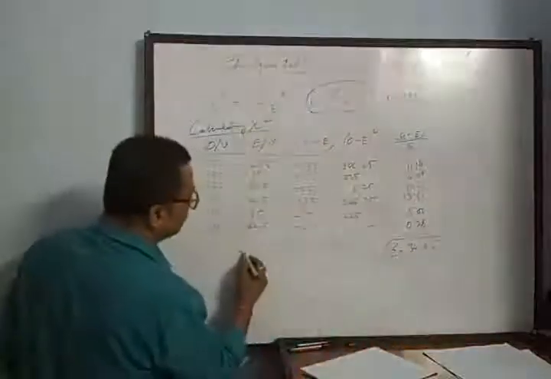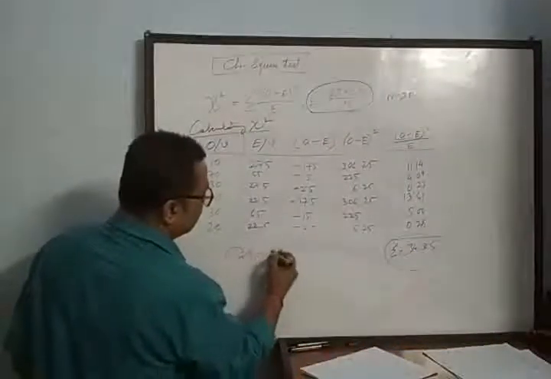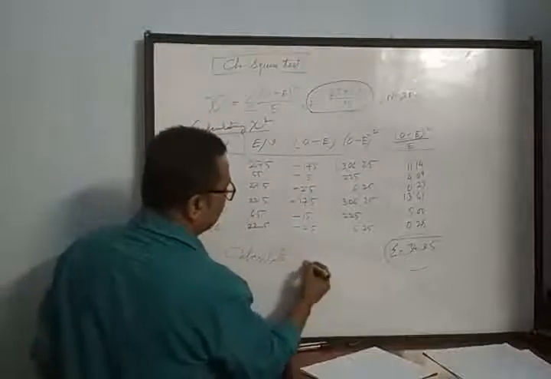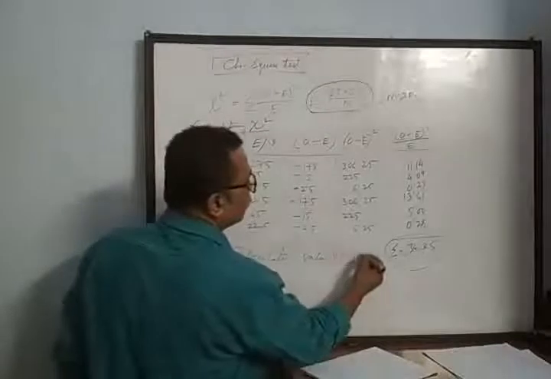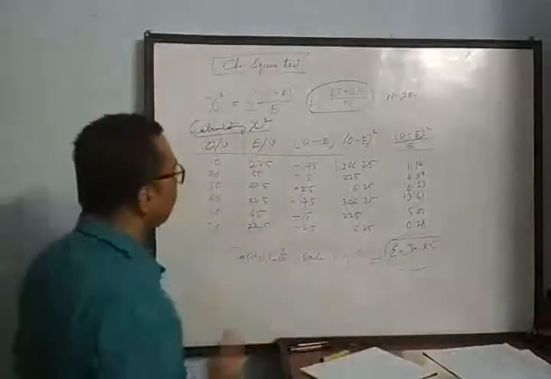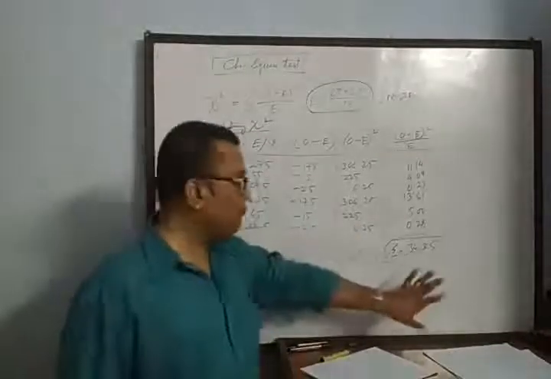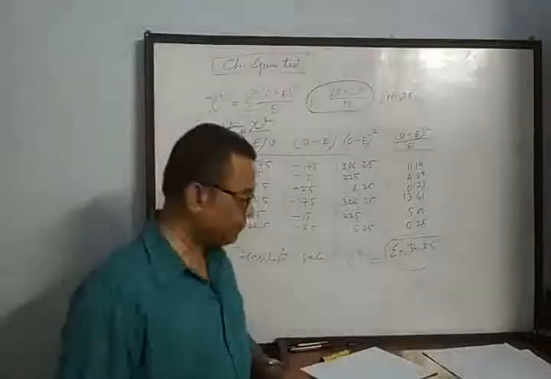Now this is the value, that is, we can say the calculated value of chi-square. That is the calculated value of chi-square.